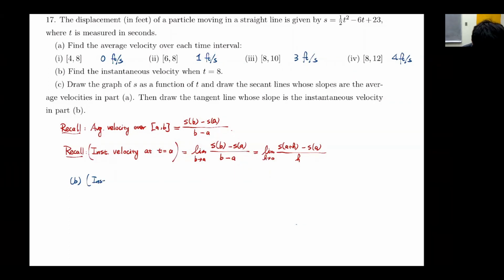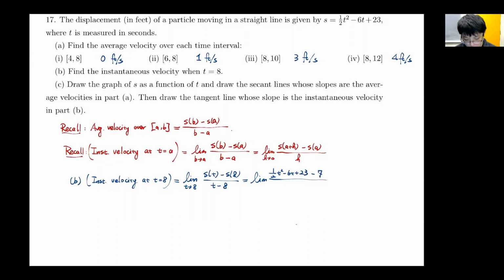So the instantaneous velocity at the time 8 is going to be the limit of S of t minus S of 8 divided by t minus 8 as t approaches 8. Okay, so S of t, we know what that is. By our formula, it will be 1/2 t squared minus 6t plus 23. And we have computed S of 8 in the previous slide, and the answer was 7. So that's what we have known. Then divided by t minus 8 as t approaches 8.